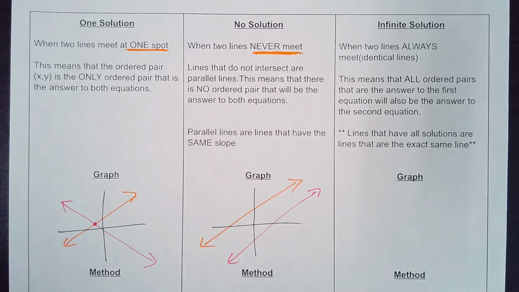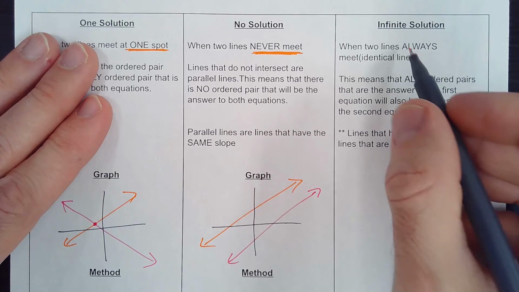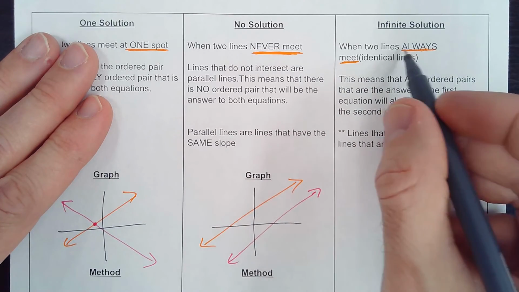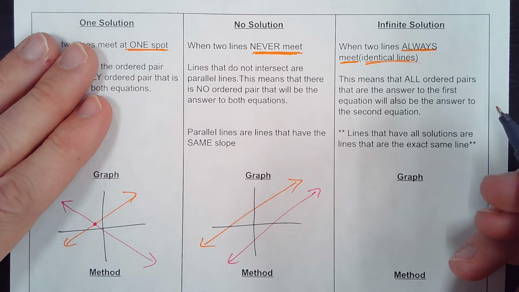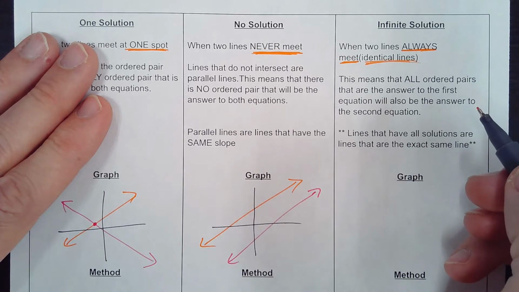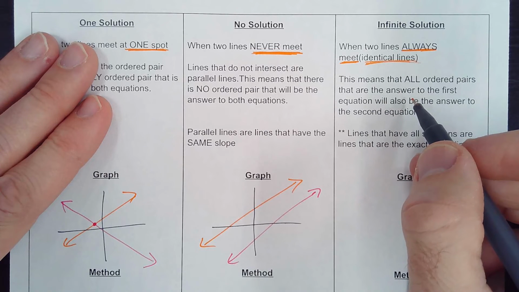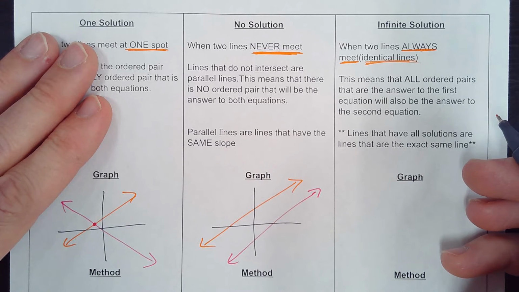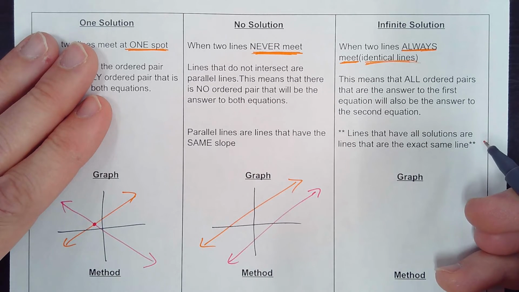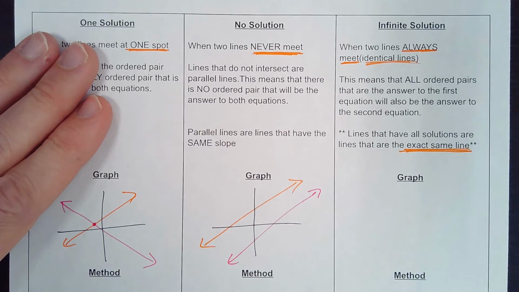All right, and then finally, infinite solutions is our last one. This is when two lines always meet. They're the same line, identical lines. They might look different, you have to solve them, and then they're the same, but they're the same line. This means that all ordered pairs that are the answer to the first equation will also be the answer to the second equation. So all ordered pairs are the same on both lines. Lines that have all solutions are lines that are the exact same line. So on a graph, it would look like this.